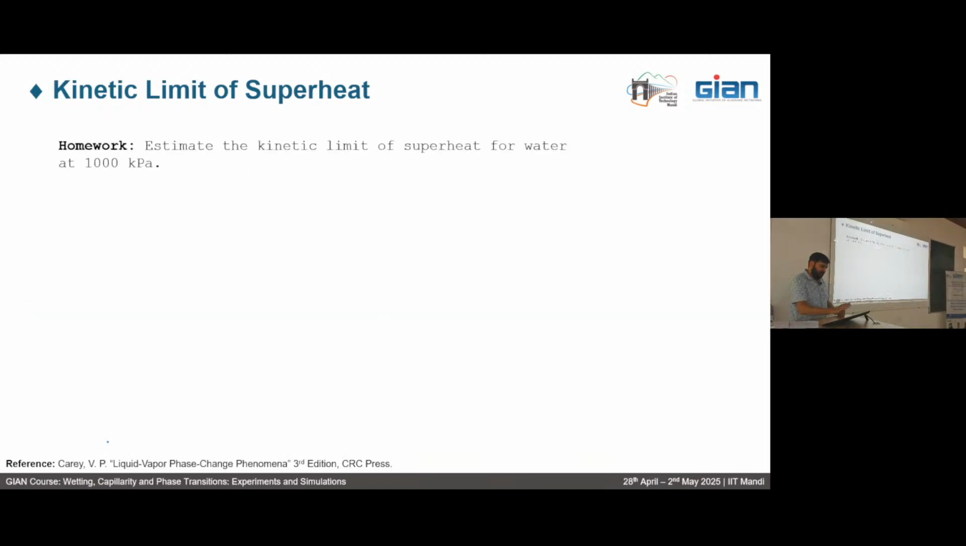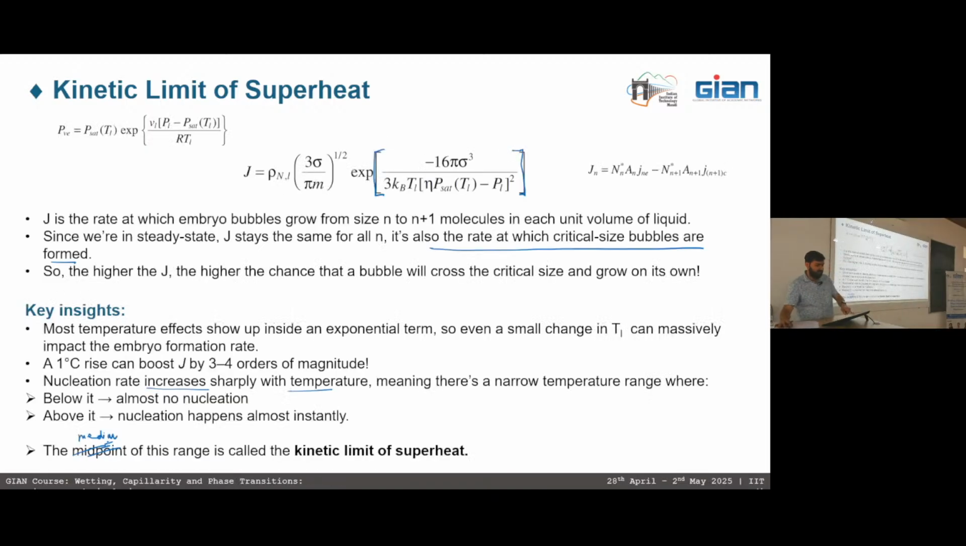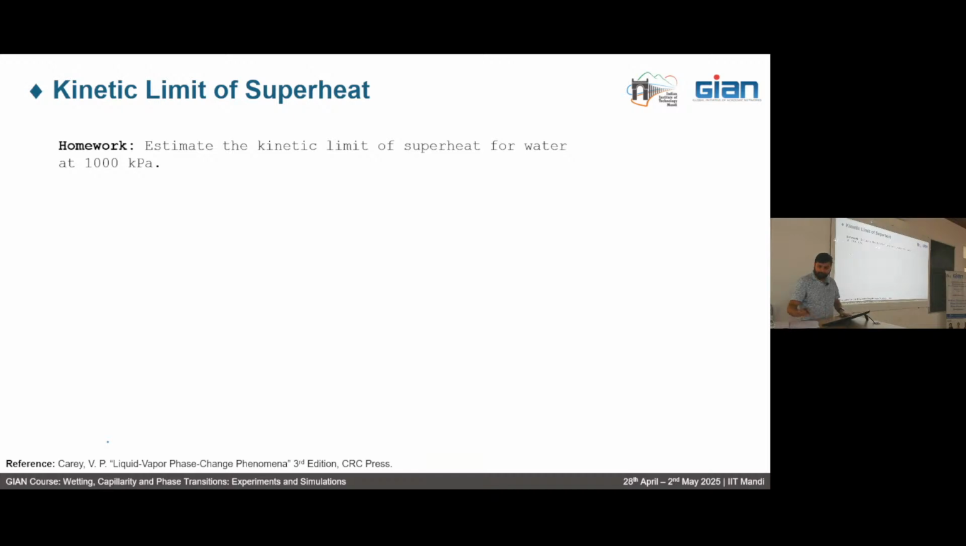Okay, so this is a very small homework for you. What you can do is estimate the kinetic limit of superheat for water at 1000 kPa and see what it comes out to be. Of course, you have to use the same relation for J, very simple, but you have to look up the saturation table or the steam tables, and then you have to see how it comes out to be.